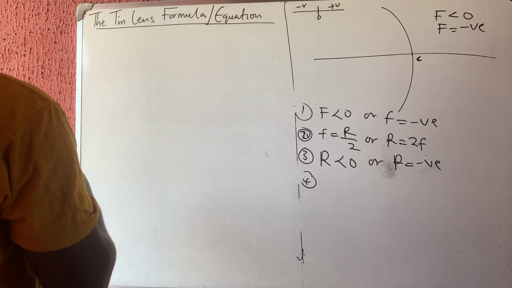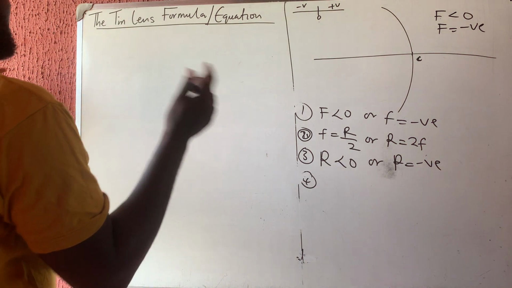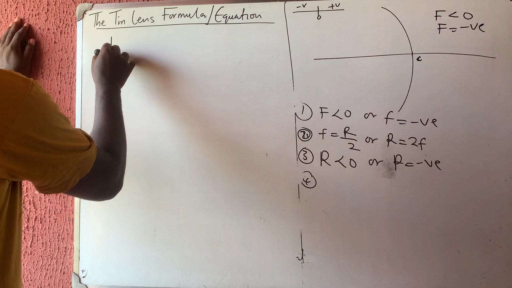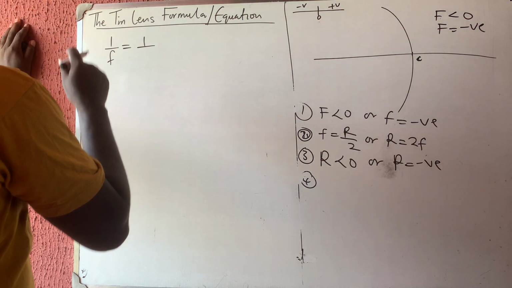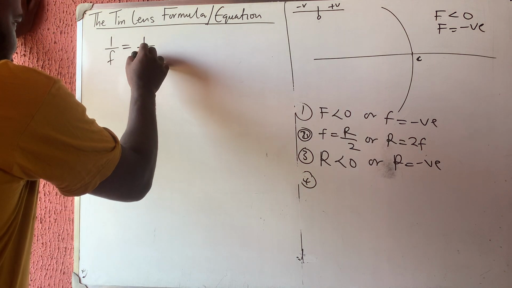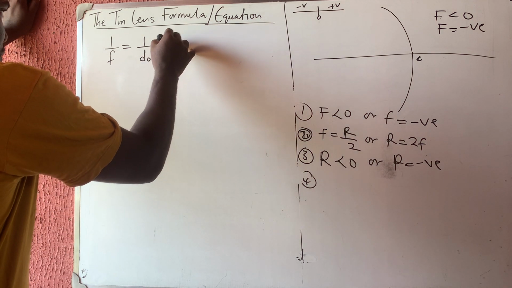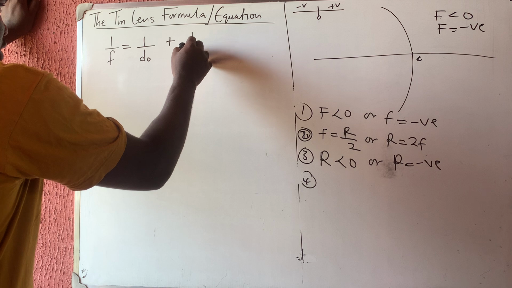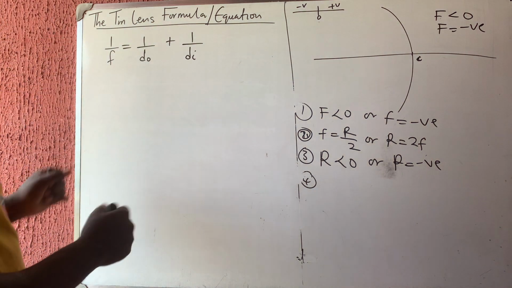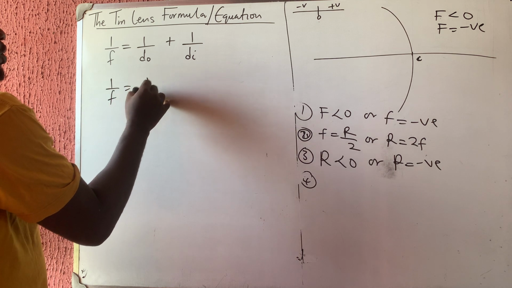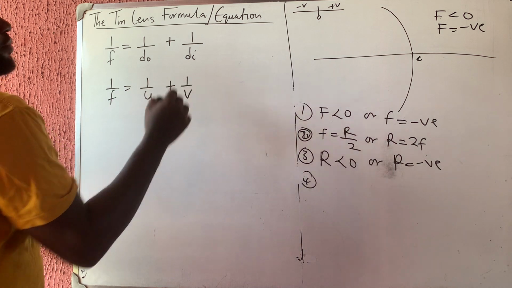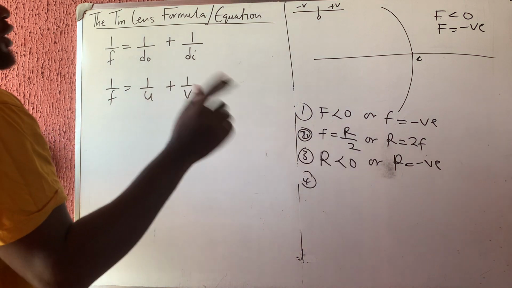So let us do this. The formula remains the same. You should know that 1 over f is equal to 1 over the object distance, plus 1 over the image distance. But some textbooks will use 1 over f is equal to 1 over u plus 1 over v, something like that.